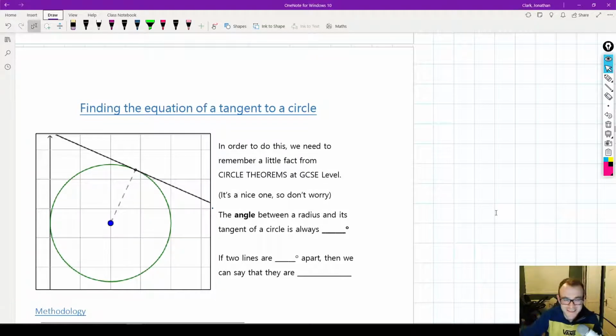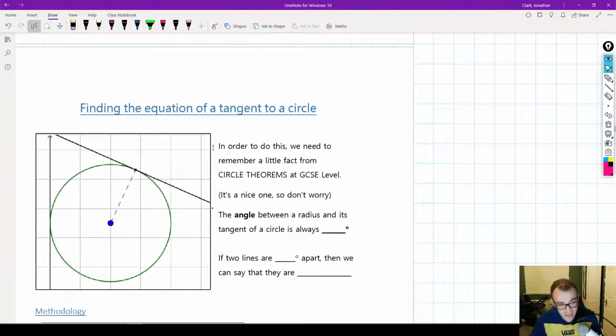Hi everybody, this video is talking about tangents to a circle and how to find them. Now, there's a slight reliance on circle theorems, but it's quite a nice one. You don't have to worry about it too much.